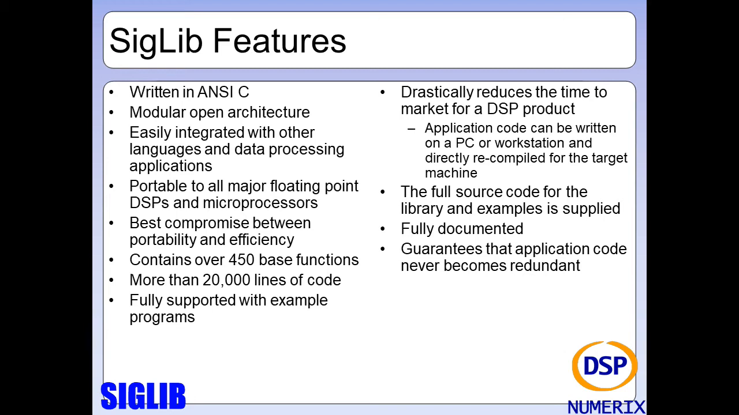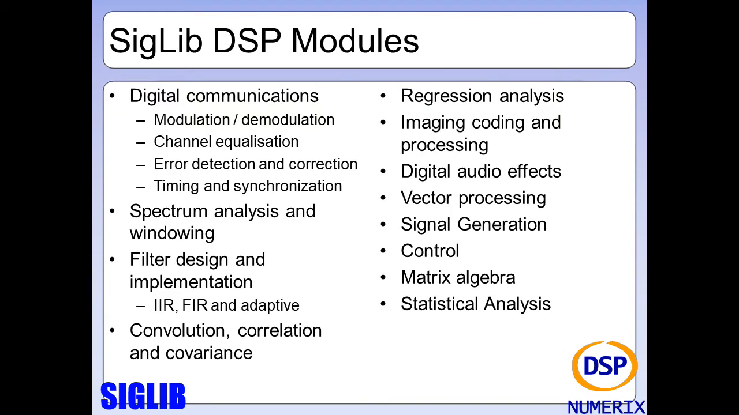Because of the nature of the library, it drastically reduces the time to market for the development of a DSP product, because you can take your code base, develop it on a workstation, and then recompile it directly for your intended target machine. The full source code of the library is available should you wish to have it. It's fully documented, and because of the portable nature of the library, it guarantees that the application code will never become redundant. The library is split into a number of different modules.